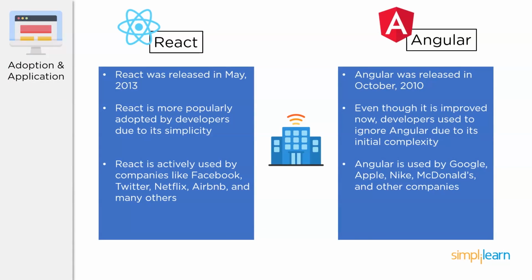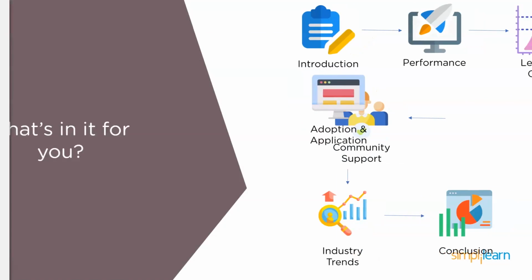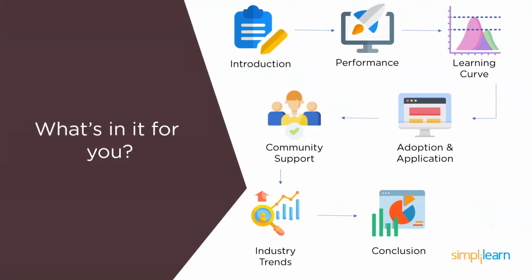When it comes to Angular, it was released in October 2010. Even though it is improved now, developers used to ignore Angular due to its complexity at the time of its release. Angular is used by Google, Apple, Nike, McDonald's, and other companies. Now, Gmail is one of the many popular websites built using Angular. Only the initial loading takes time, but after that, everything is so smooth because it is preloaded onto the web browser. So moving on, let's look at the industry trends.